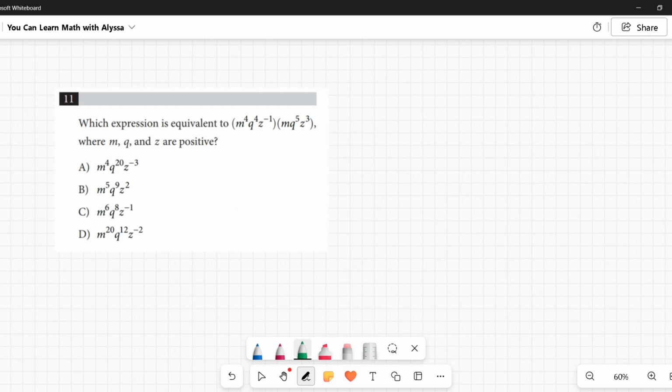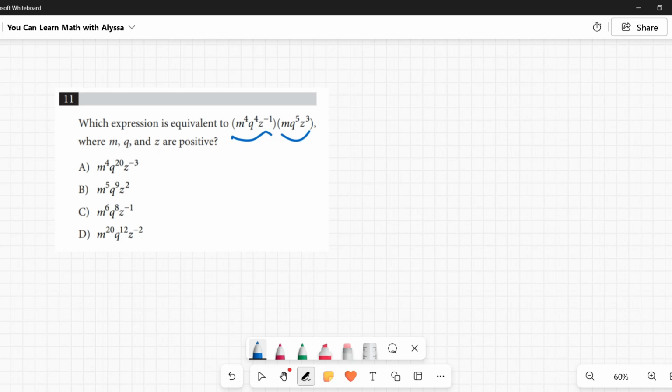Number 11. Which expression is equivalent to m to the fourth, q to the fourth, z to the negative 1 times mq to the fifth z cubed, where m, q, and z are positive? Even though there are parentheses separating these, they're not really separate. This isn't a case of addition or subtraction, where it matters that they're separated by parentheses. This is just multiplication, and each of these terms is just multiplication, these variables together.